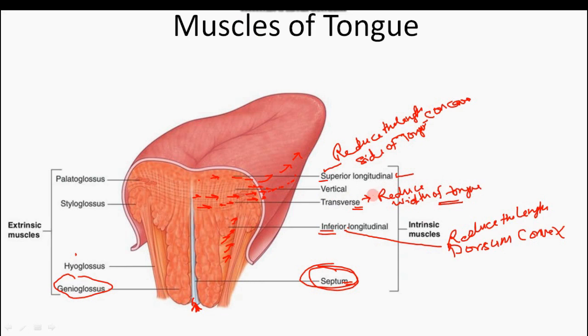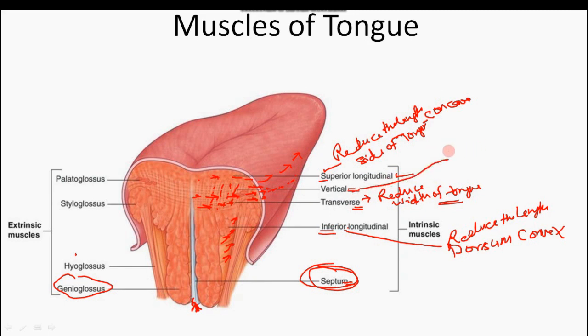Now the fourth one is verticalis linguae. Here we can see the fibers of this. These are all the fibers of the verticalis linguae, and we can see how they are running. They are running this way, this way, this way. I am making the dotted line of this. This is verticalis linguae. Clear?